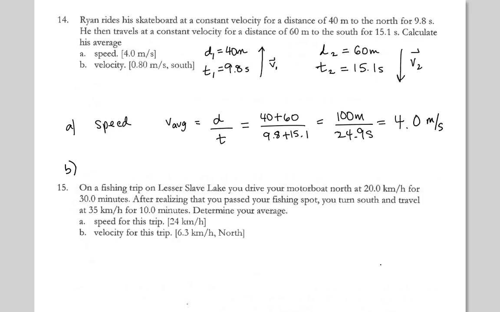Now velocity. Velocity, you don't use distance. Correct? You use displacement. So when you go to sum the two changes in position, you have to keep that in mind. 40 meters north, I'll use a highlighter instead of boxing it. 40 meters north is going to be positive. And 60 meters south is going to be negative because it opposes it. It cancels some of it out.